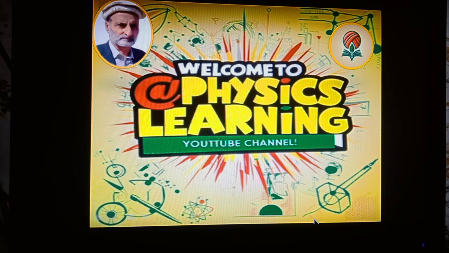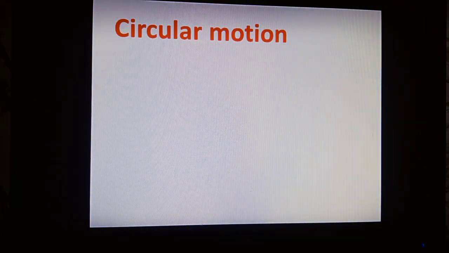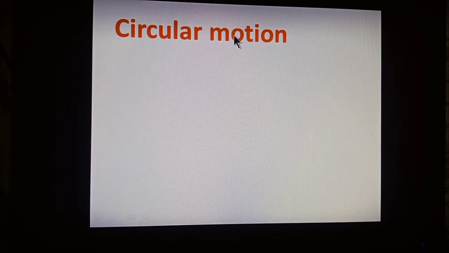Let us start our today's lesson. The topic is circular motion. Students, what is circular motion?